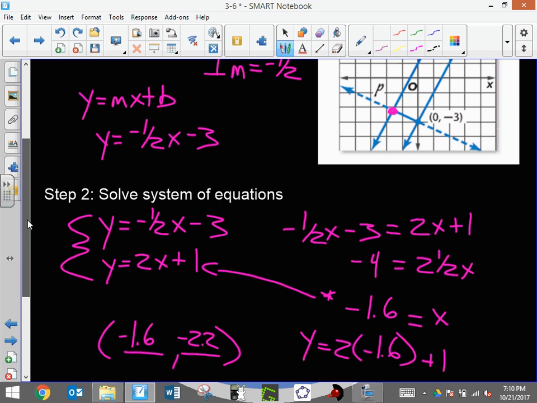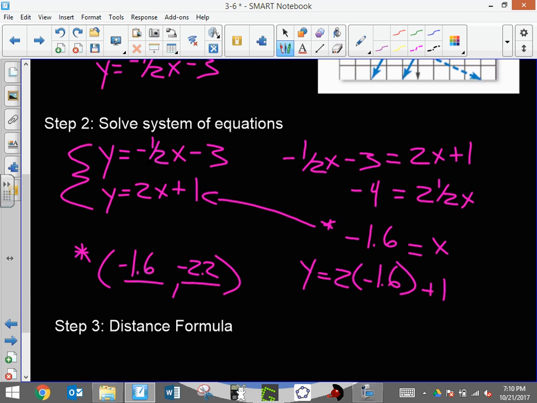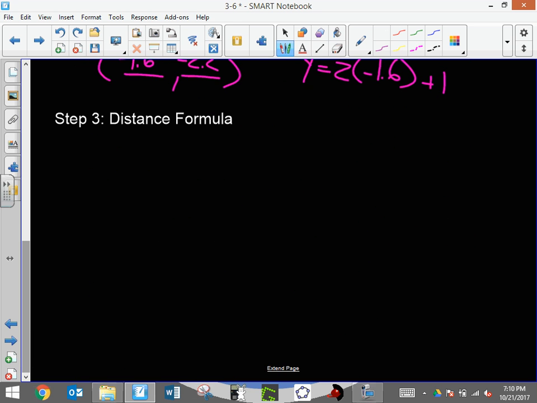We can scroll back up and look at it in terms of our graph. These are going by ones, so 1, 2. It looks like I am short of 2 for my x value, so that seems pretty reasonable for negative 1.6. And then 1, 2, I'm just past negative 2 on my graph, so negative 2.2 seems pretty reasonable for a point as well. So I'm going to use that point and the point from step 1 to find the distance.